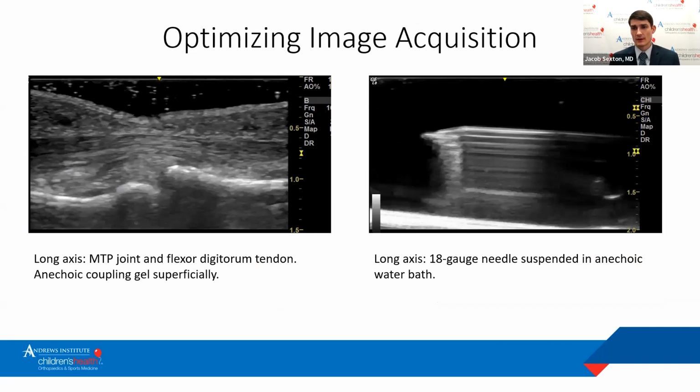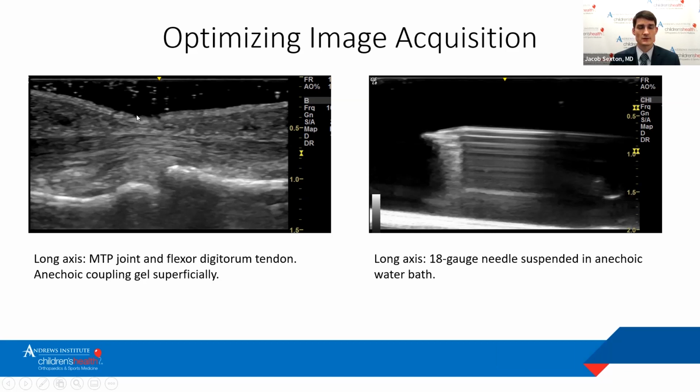So how does it look when you use gel to optimize your image for these very superficial structures? The image on the left is a long axis image, which we'll discuss in a minute. It's a picture of the metatarsophalangeal joint. Above it, you have this nice skin surface, and sitting above that is nothing but acoustic gel. This is called a standoff.